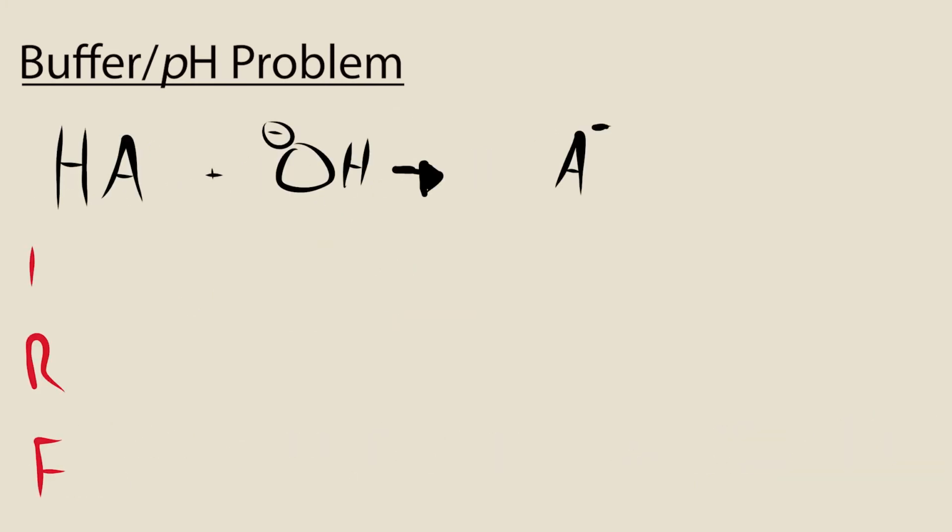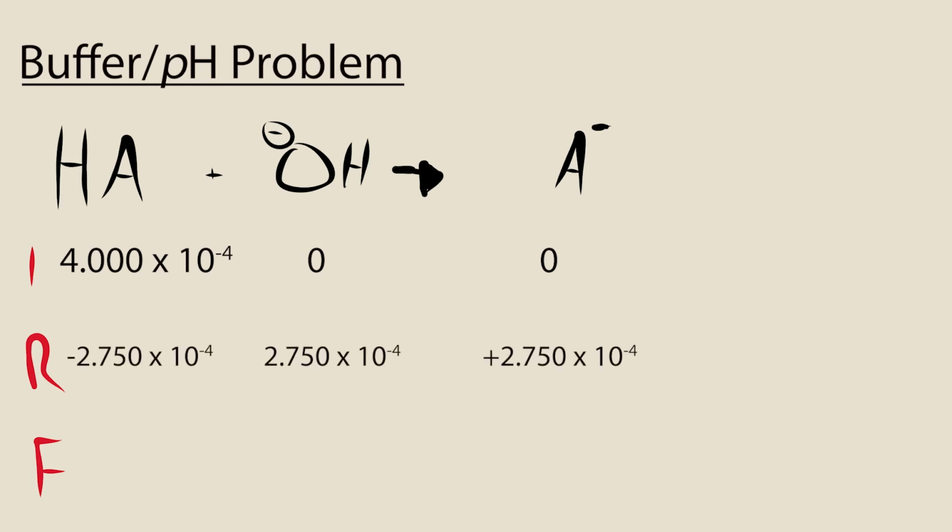Typically, a table is used in order to visualize the reaction mathematically. Initially, there is only weak acid. Strong base is then added, which reacts with the weak acid, producing conjugate base. Since the amount of strong base added is less than the amount of weak acid initially present, the strong base is fully consumed and the final solution contains both weak acid and conjugate base.